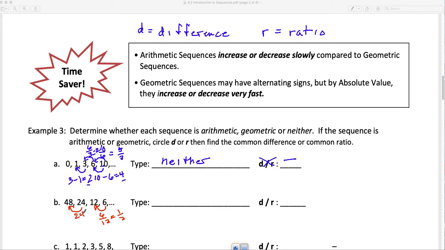And if I do this one, 24 divided by 48 is also 1/2. Okay, so I've confirmed I don't have to do anything with arithmetic. I don't see anything that's being added or subtracted here that would work anyway. So I'm going to say that this is geometric.